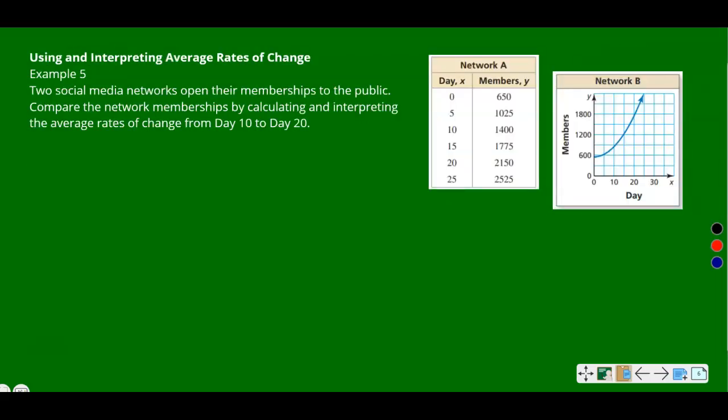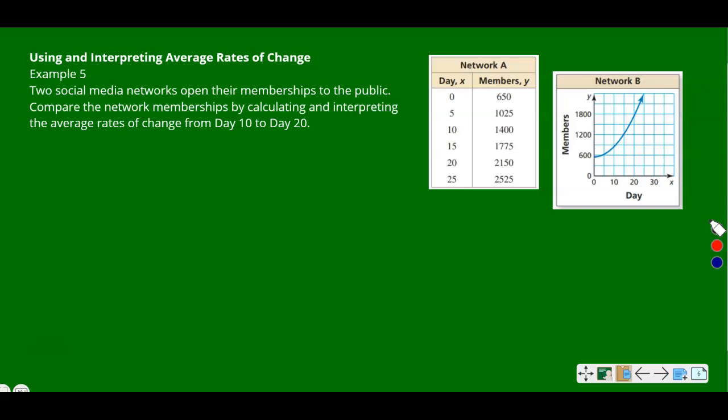Example 5, using and interpreting average rate of change. Two social media networks open their memberships to the public. Compare the network memberships by calculating and interpreting the average rate of change from day 10 to day 20. All right, if we look at the table, we can see it has day 0, day 5, 10, 15, 20, 25. So it says day X, that's our days. Members are Y, and it says how many members. Day 0 had 650 members, day 5 had 1,025, and so on.